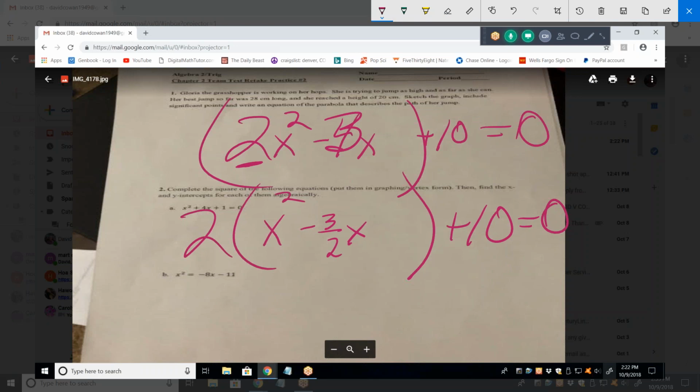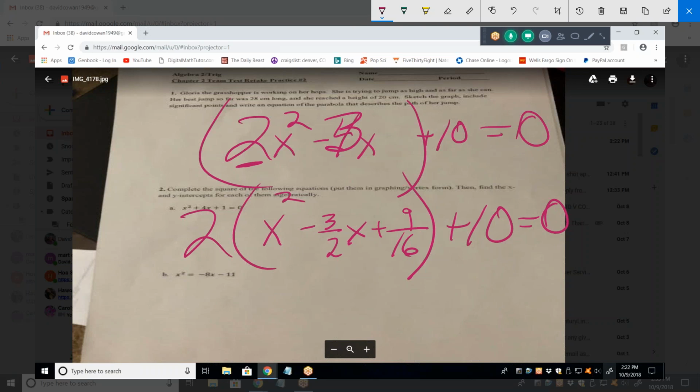Well, half of that is 3/4. Okay, squaring 3/4 is 9/16. Now, how do I balance it? I just wrote in 9/16. You can't add a number to the left side of the equation arbitrarily. So you'd have to subtract that. Subtract what? Well, wouldn't you do the 9/16 times 2? Yes, you would.